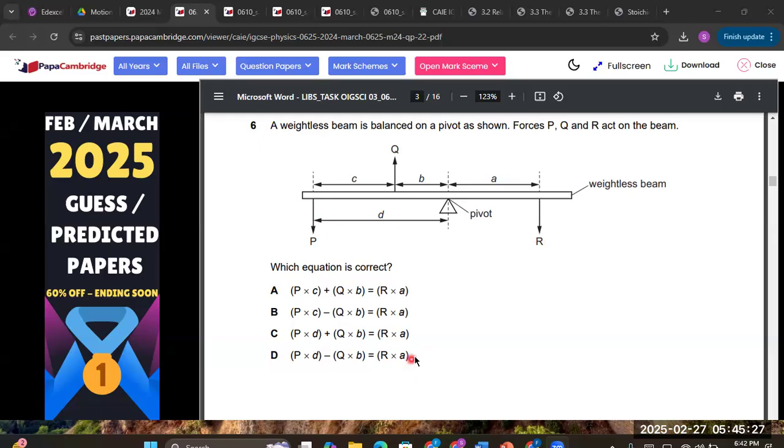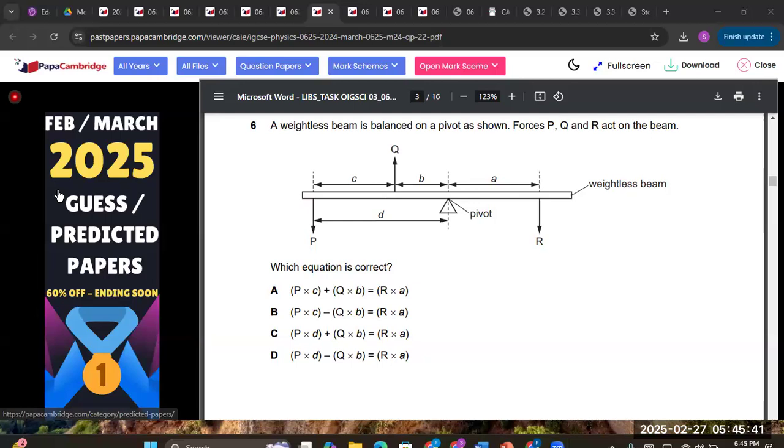I think it would be C or D, but I'm not sure which one. Okay, let's see. So we have got P and R, and we also have Q. First thing is first, Hajra, you have to identify which is clockwise and which is anti-clockwise. So let's start with P.